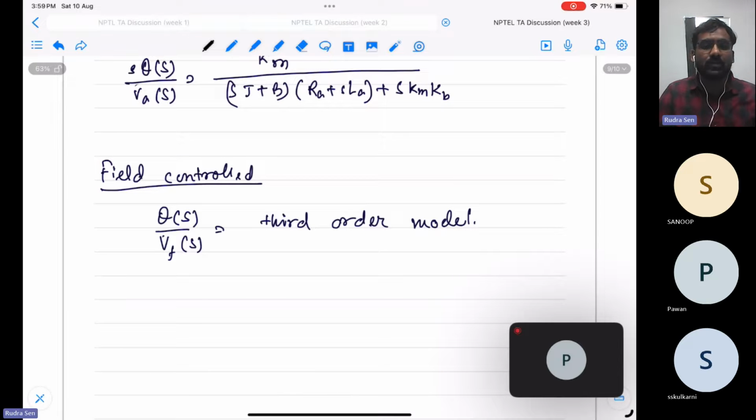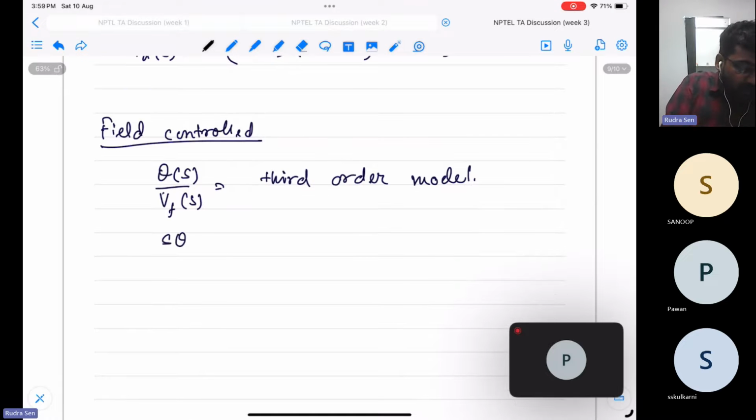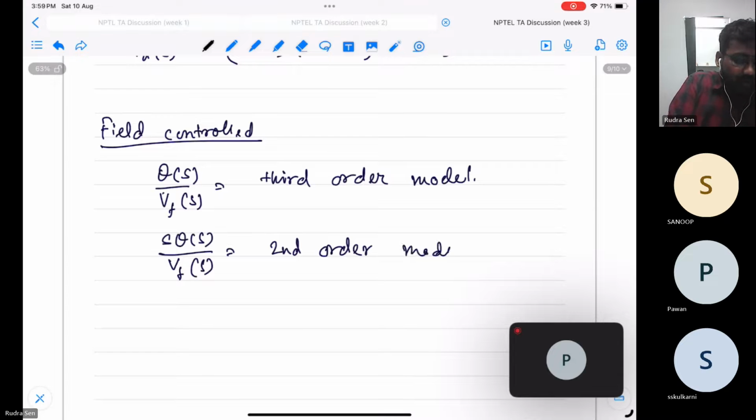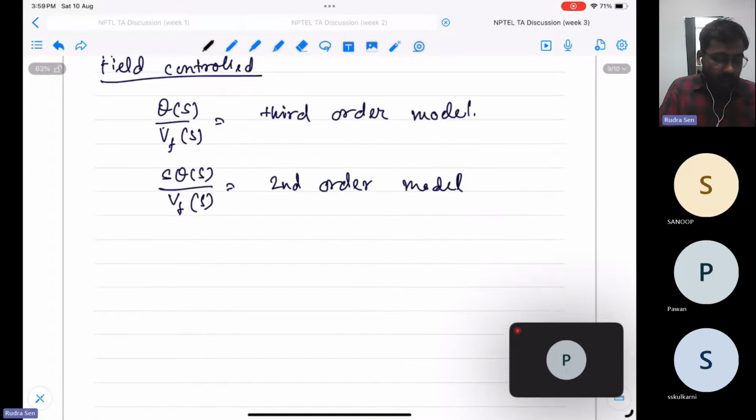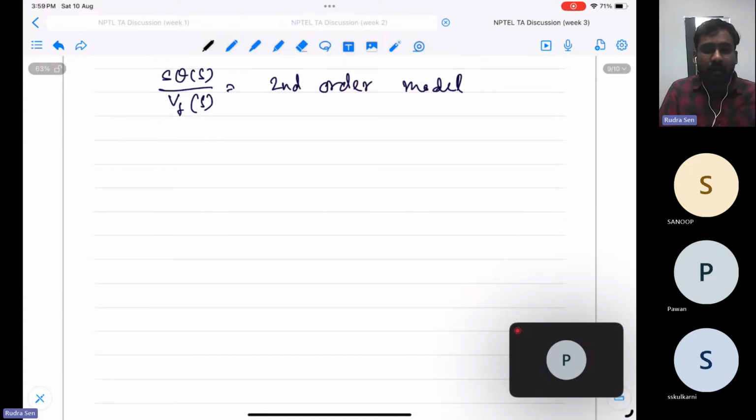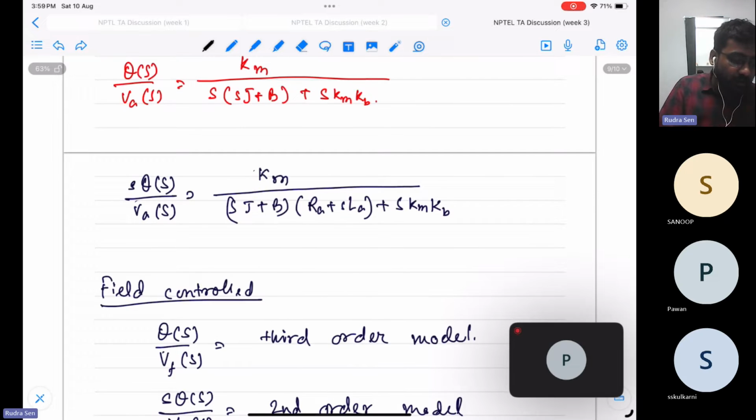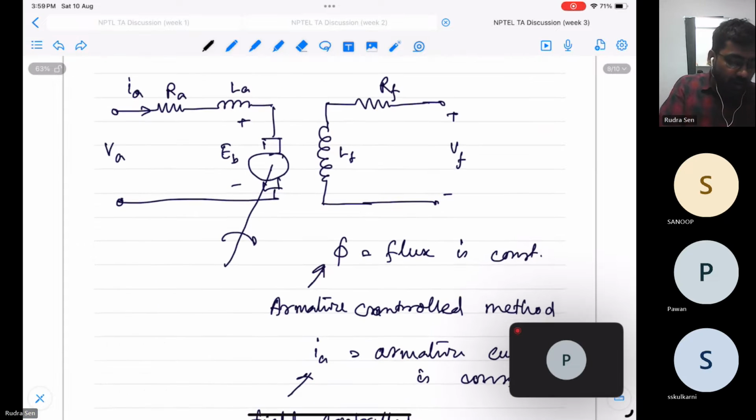So this may lead the system to instability for some values of the motor gain. But here, speed by VFS is a second order model. I'm not writing down the model, I'm just clicking over here. Second order model, which is a stable one. And if you draw the block diagram, because here in the case of the field control method, there is no back EMF.